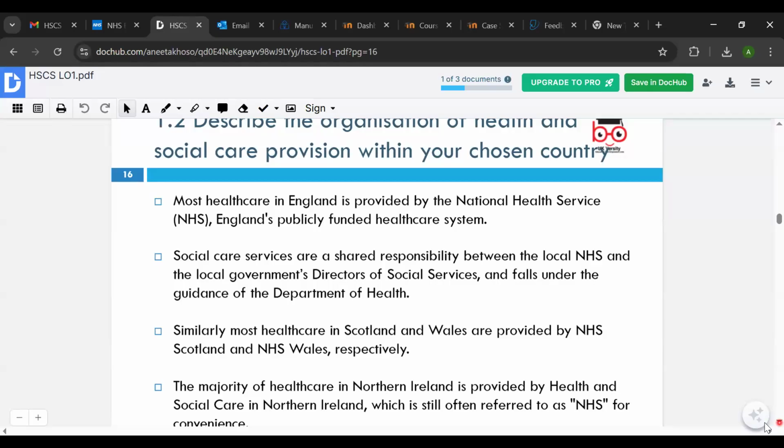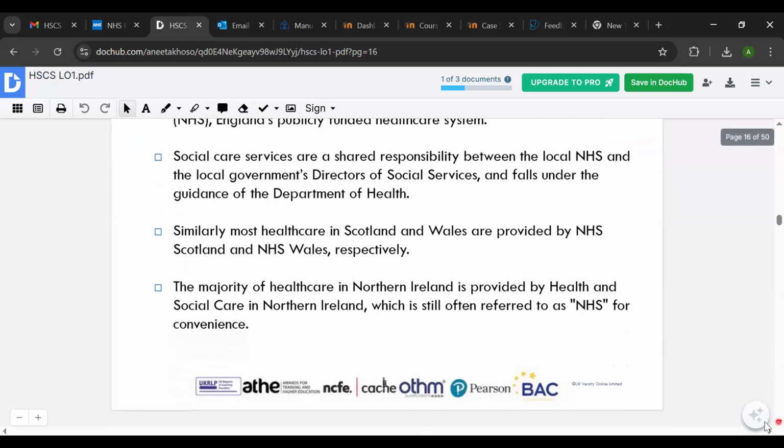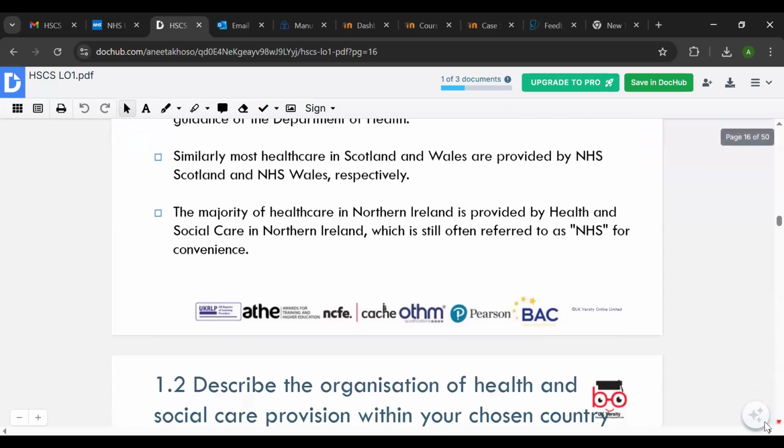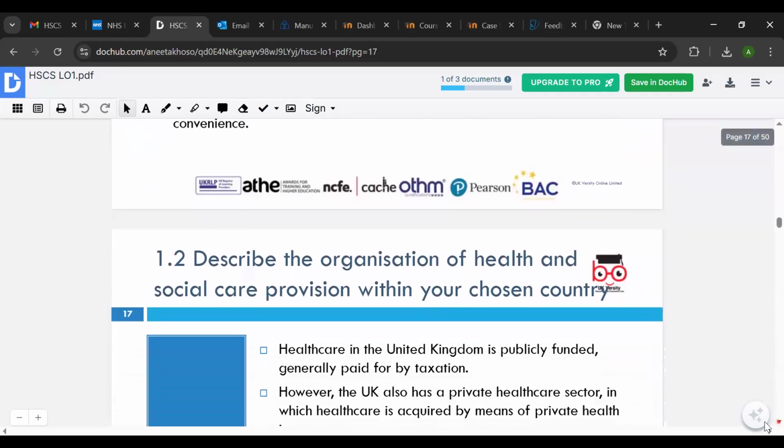Similarly, most healthcare in Scotland and Wales is provided by NHS Scotland and NHS Wales, respectively. A majority of healthcare in Northern Ireland is provided by Health and Social Care in Northern Ireland, which is still often referred to as the NHS for convenience. We still call it the NHS within Northern Ireland.